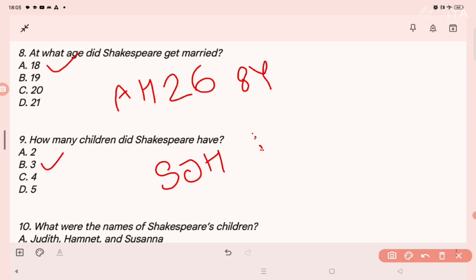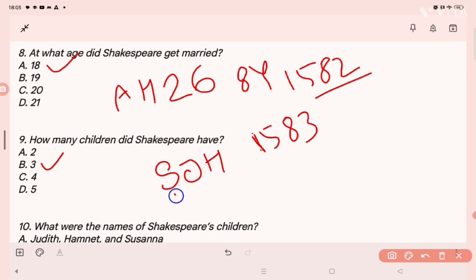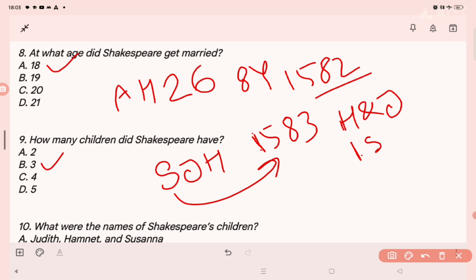Susanna was born in 1583, after a 6-month marriage, since they married in 1582. Then the twins Hamnet and Judith were born in 1585. Hamnet died at the age of 11, in 1596.